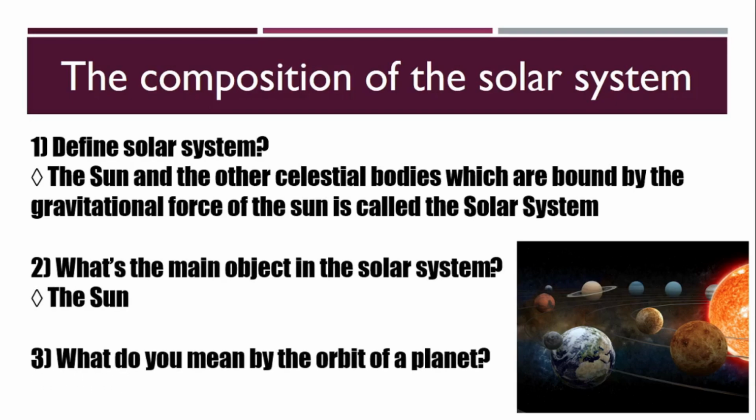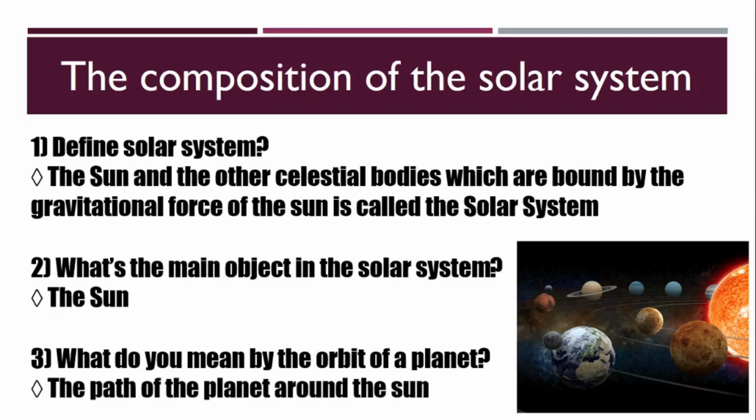What do you mean by the orbit of a planet? When we talk about the revolution of each planet around the Sun, this orbit is very important. Therefore, you need to remember that. What do you mean by the orbit of a planet? Here is the answer. The path of the planet around the Sun is called the orbit of that planet.